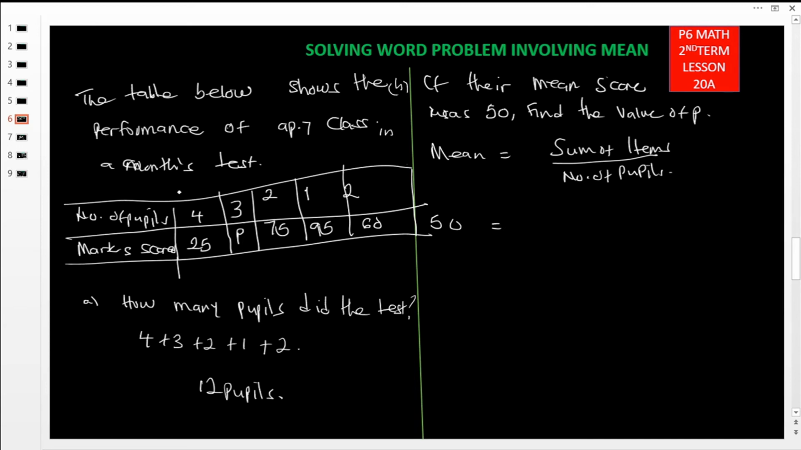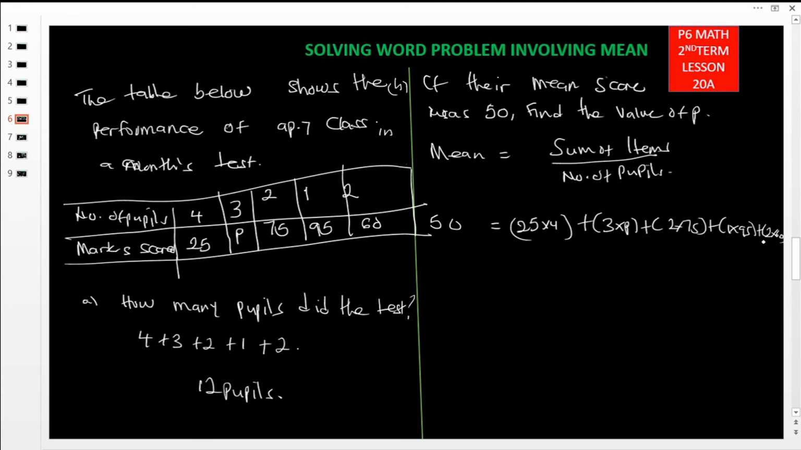But remember, we said when you are dealing with these tables, we don't add 25 directly. This one means that 4 pupils got 25, meaning that there are 4 25s. So to simplify this one, we say 25 times 4, right? Then plus 3 times P, then plus 2 times 75, then plus 1 times 95, then plus 2 times our 60 there.